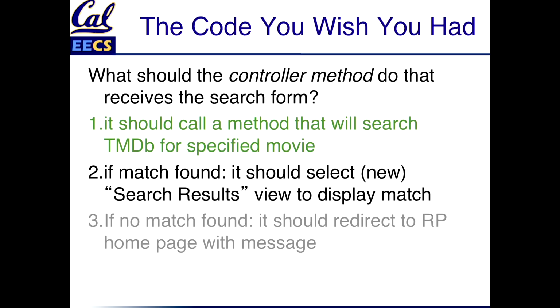So let's move on to the next bit, which is less trivial, that says, assuming that a match is found, it should select a new view called search results, which we haven't created yet, in order to display the matches that it found. So what would we do with that? And we're going to keep concentrating on the happy path here. Step 3 is a sad path step, but we're still working on the happy path. So it should select the search results view to display the match.